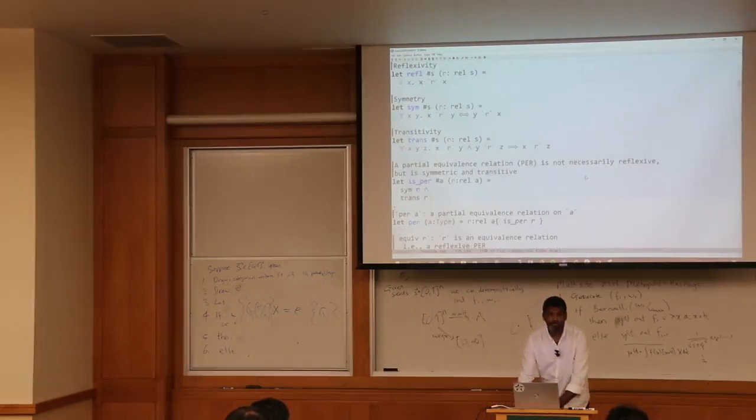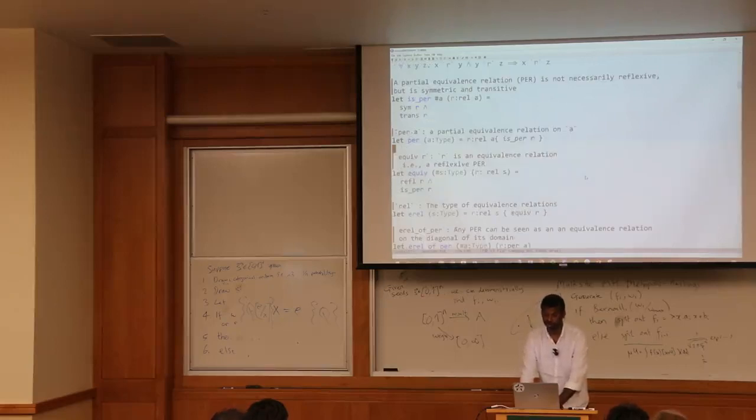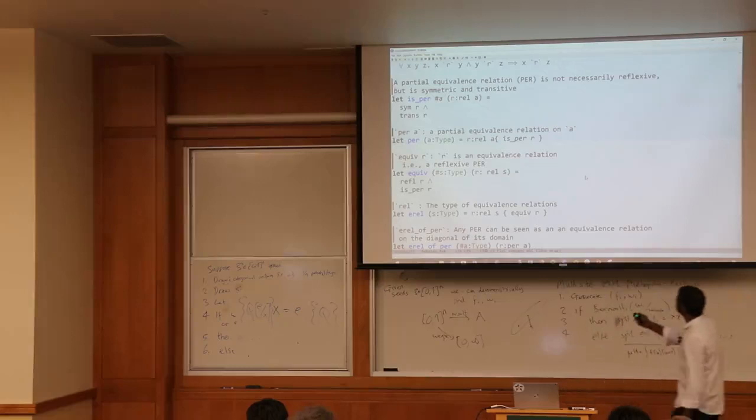Okay, so a partial equivalence relation is a relation that's symmetric and transitive. I'm going to define a type of pairs. A pair on A is a relation, and here you see the use of refinements, saying a relation that satisfies is_pair is a pair.